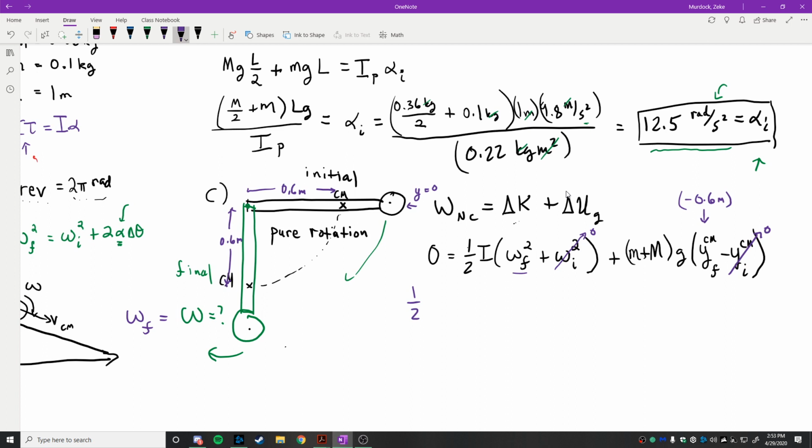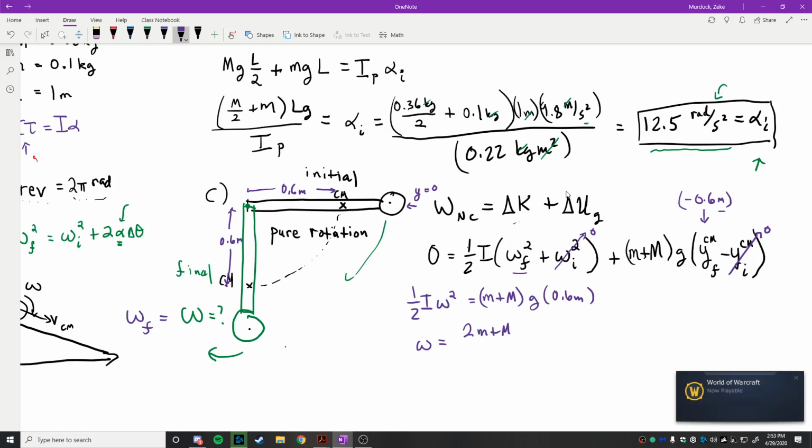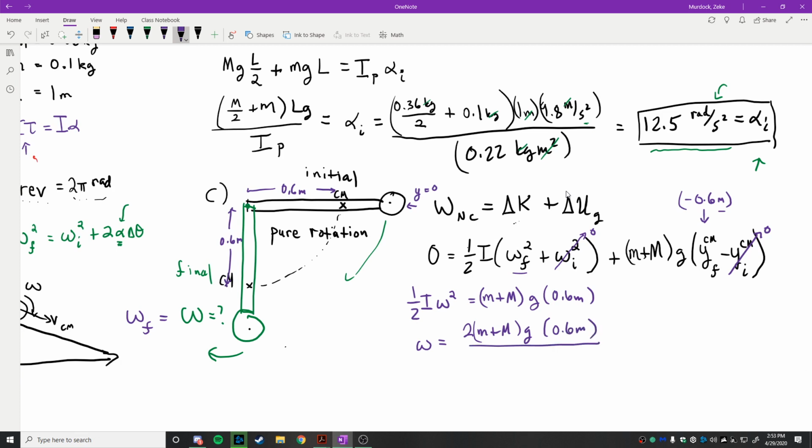Well, that one's negative, right? This is what we'll get. 1/2 I omega squared is going to be equal to (m plus M) times g, and then times, I'll just write it in here, 0.6 meters. It's negative here, we add it to one side, and so that's what we get. And then we can solve for omega. It's going to be 2m plus M times g times 0.6 meters divided by I. This was the moment of inertia about the pivot that we calculated earlier.